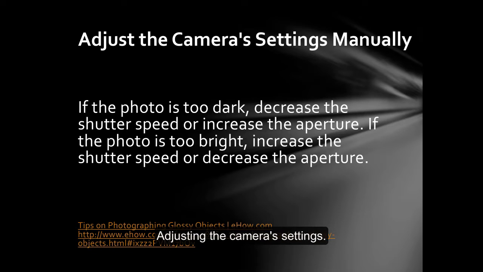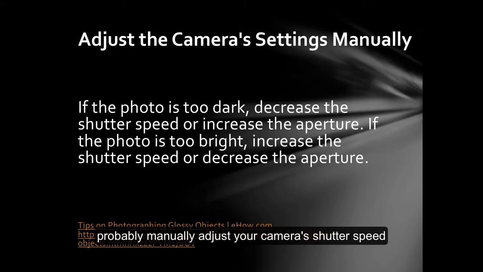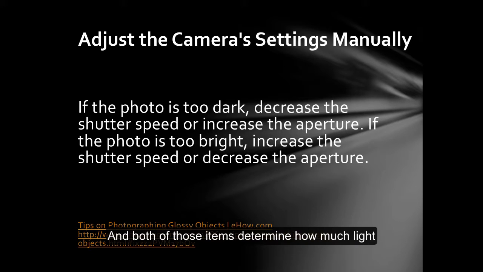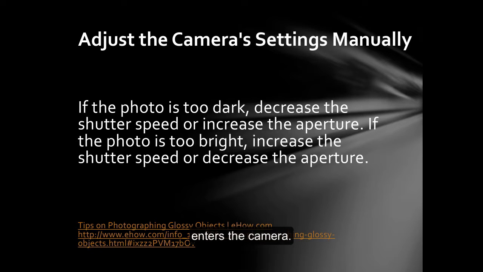Adjusting the camera settings, you might have to go and play with your settings. Now, if the photo is too bright or too dark, of course, we know that you're going to have to probably manually adjust your camera shutter speed or the aperture. Remember, the shutter speed is measured in seconds or fractions of a second, and the aperture is measured in f-stops. And both of those items determine how much light enters the camera.